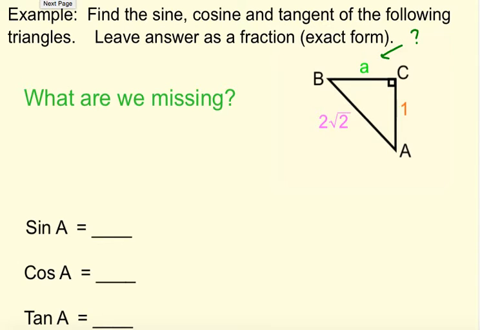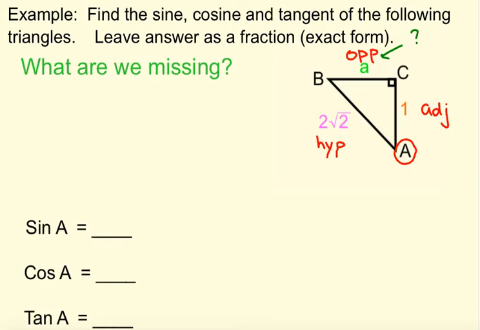So we're going to be working with angle A, and so opposite angle A is side opposite. The hypotenuse is always opposite the right angle, and then we're left with adjacent. So before we find the sine, cosine, and tangent, we need to find that missing side A, side opposite, how long it is. So we're going to use the Pythagorean Theorem, a squared plus b squared equals c squared.